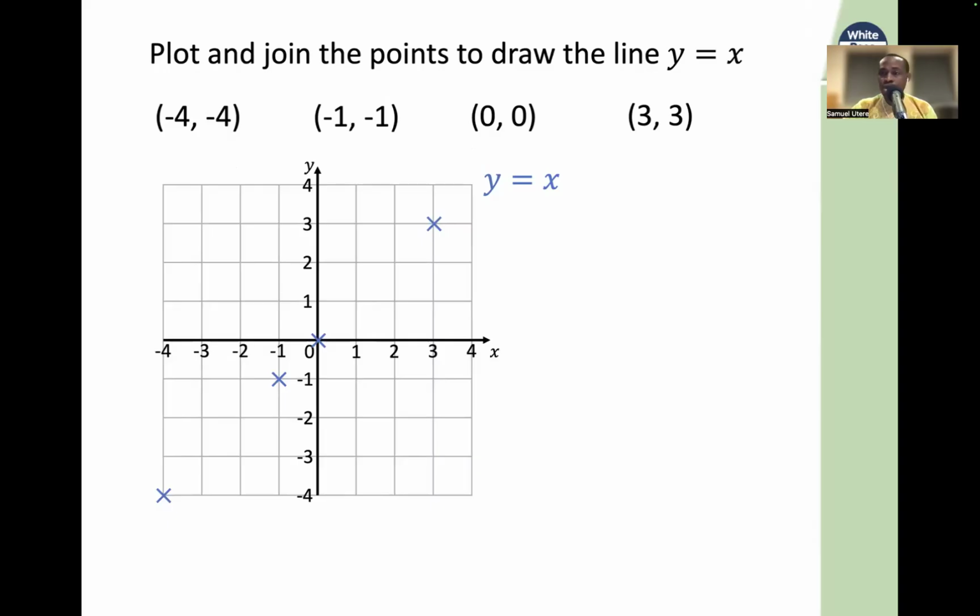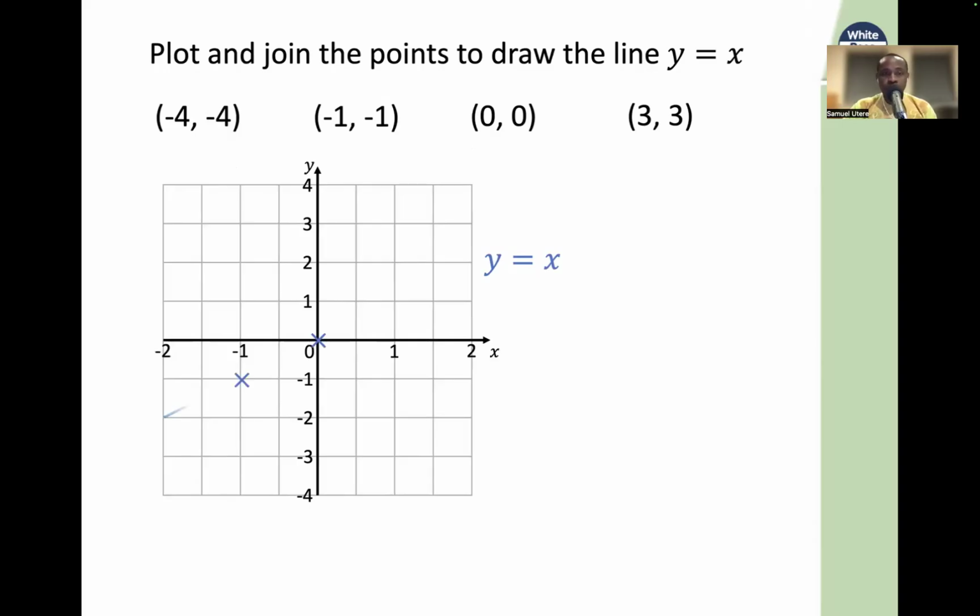By now, you know how to plot coordinates. If you do not know, please refer to our first lesson. And that should be our line. So notice that the line goes from the bottom left to the top right, and it goes through the origin. So that is the line y equals x.